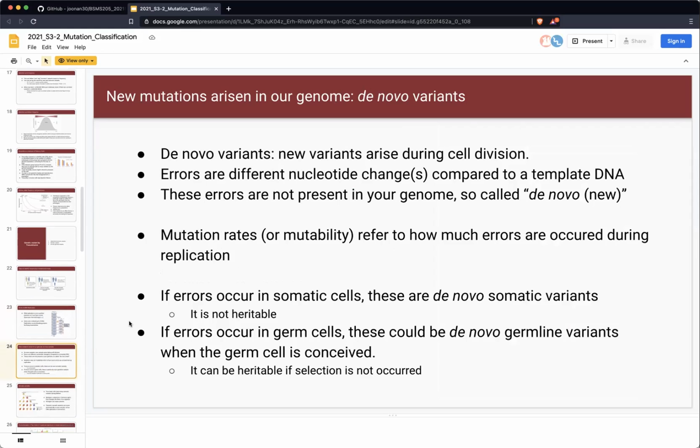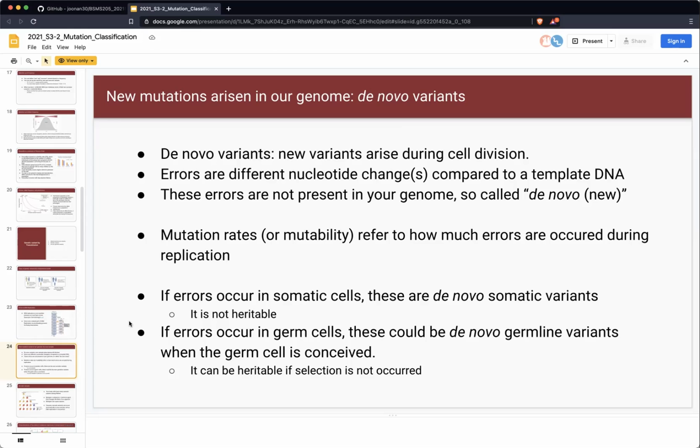But this proofreading and fixing system does not always work properly. It's also not a perfect situation. So in every DNA replication, we have a chance to have a mutation. We call this a new mutation in cell division. New in Latin is de novo, so that's why we call it a de novo mutation.